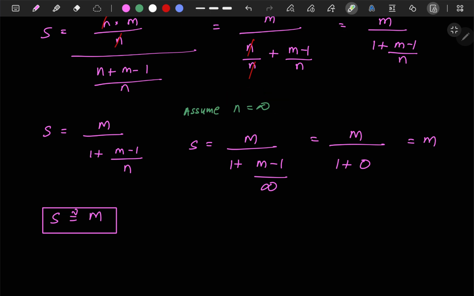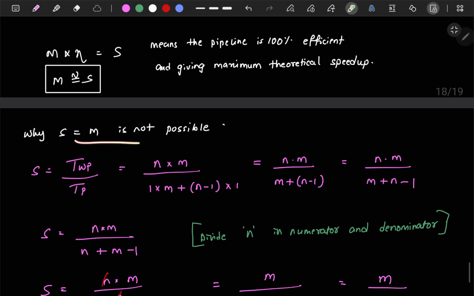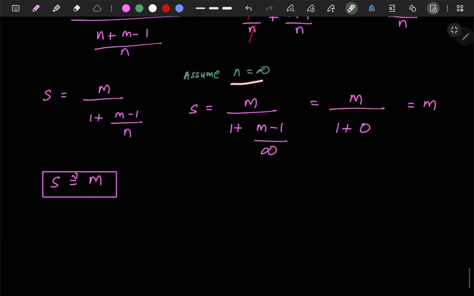How can you give an infinite number of instructions to any pipelining? Infinite is not even a number, right? So theoretically I proved that this particular part is not possible to achieve. With mathematics also I proved that S equal to m is not possible. To get this you have to give an infinite number of instructions, which is practically not possible. So this is one way to prove that S equal to m is practically not possible.